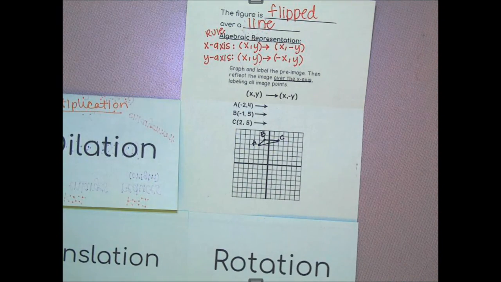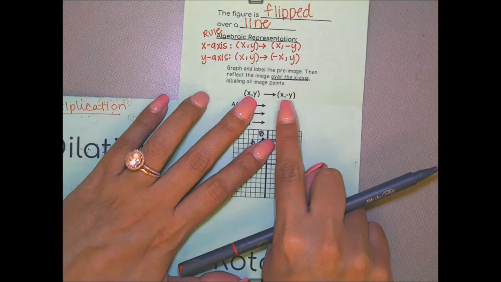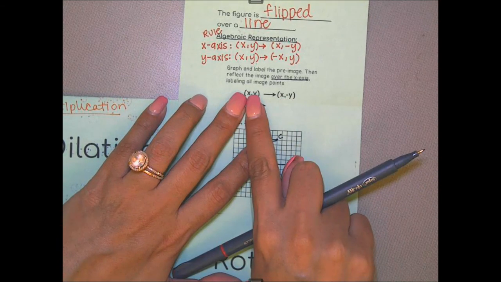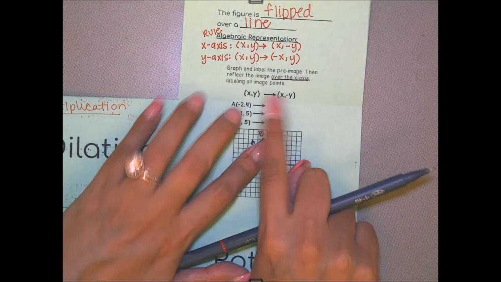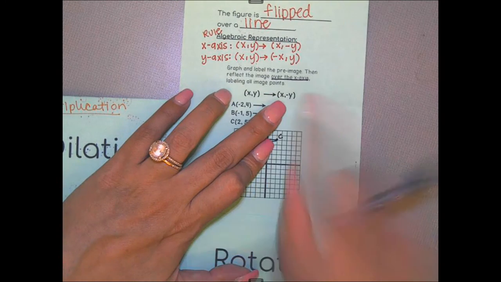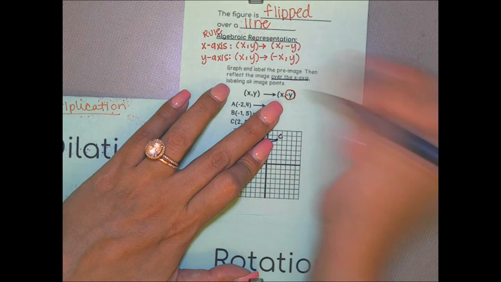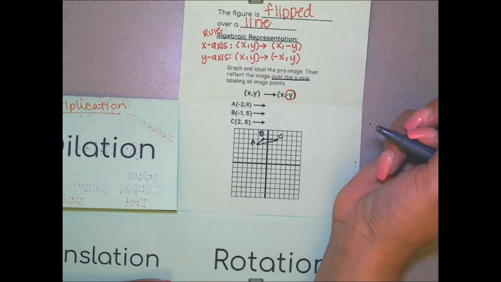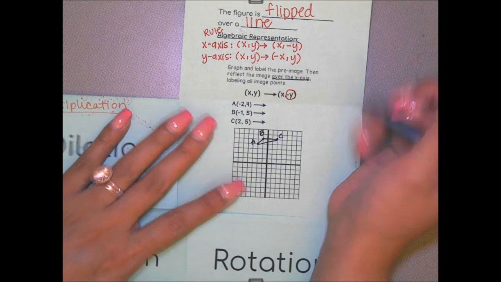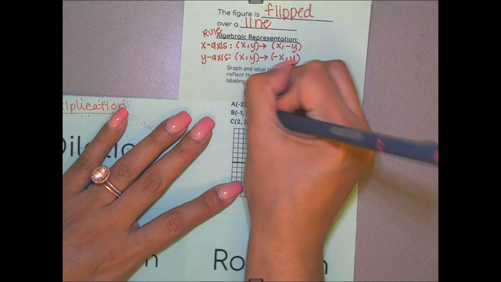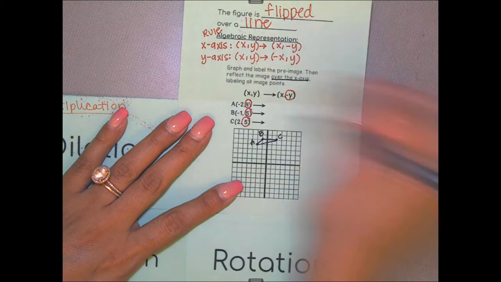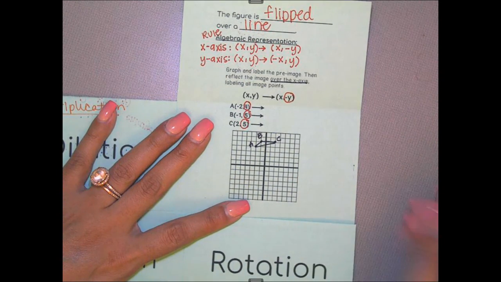So to reflect this shape and to get my prime or my new figure, if I look at my rule here, my x's, positive x, stayed positive x. My y was positive, but it turned into a negative. So I'm going to change my y's. I'm going to do the opposite of those y coordinates. So I'm going to circle the y coordinates because those are the ones I'm going to be changing.